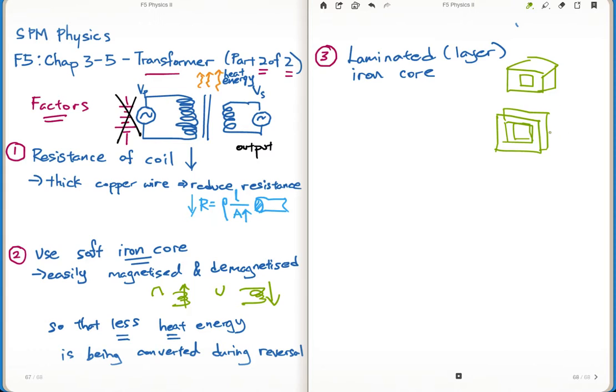Why do you need to use laminated iron core? You use laminated iron core to reduce eddy current. Now, eddy current came out in SPM 2007, so it shows the importance of eddy current. It's not good. You use laminated iron core to reduce eddy current generated in the iron core.